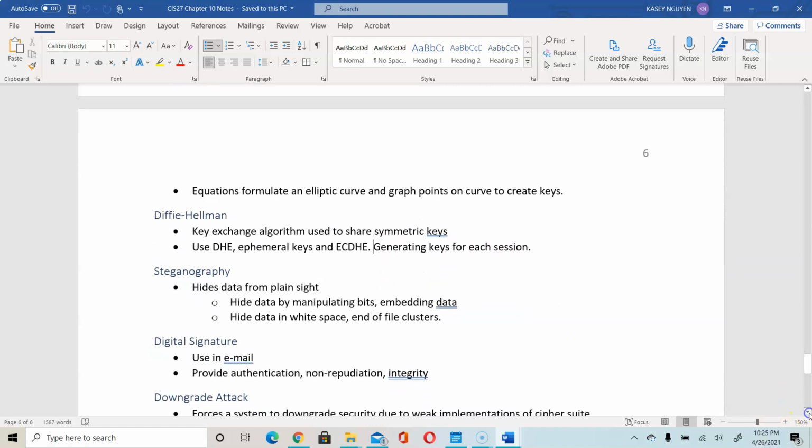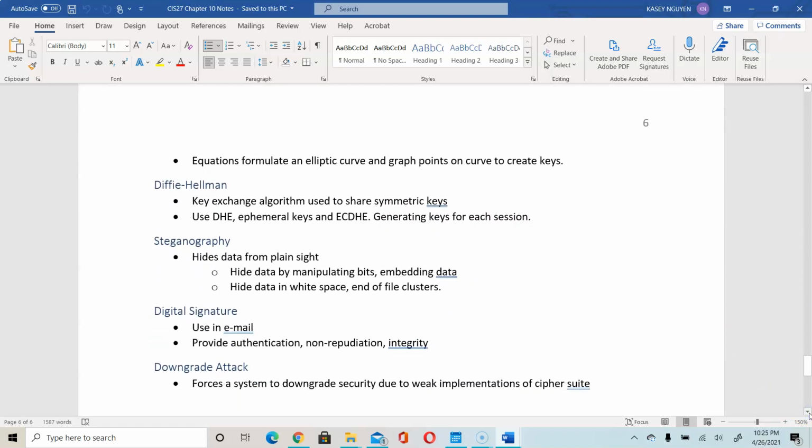Steganography is a way that we can hide data from plain sight, hiding data by manipulating the bits or embedding the data, or we can hide data in white space and the file clusters, etc. So there are ways that we can hide the data.